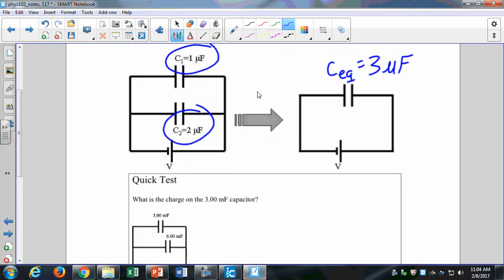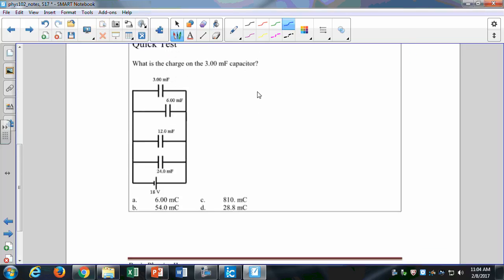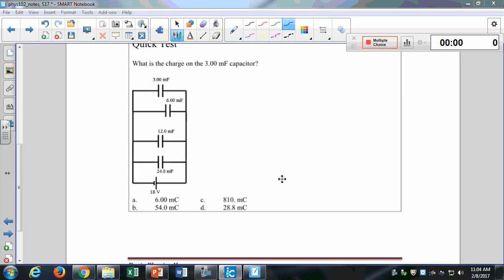Okay, let's try this quick test. So this quick test, I want to know what is the charge on the 3 millifarad capacitor. What is the charge on the 3 millifarad capacitor?